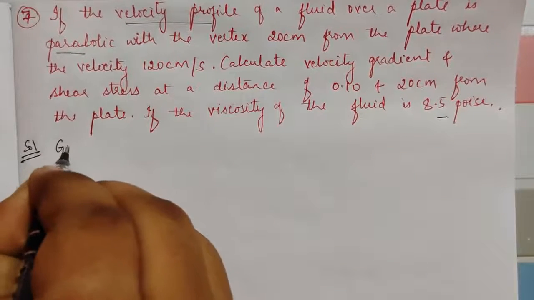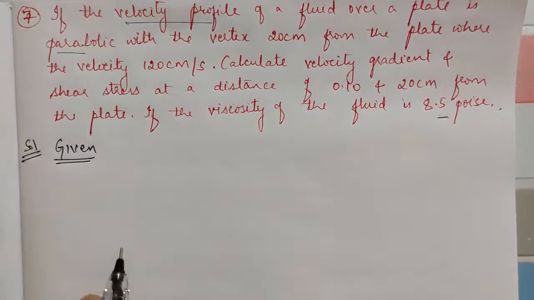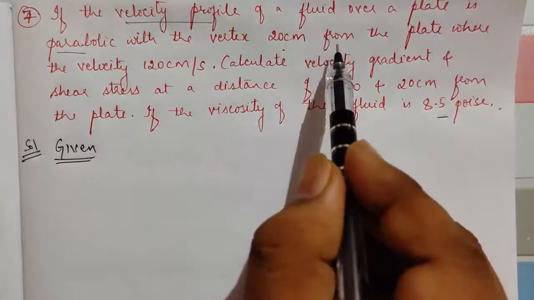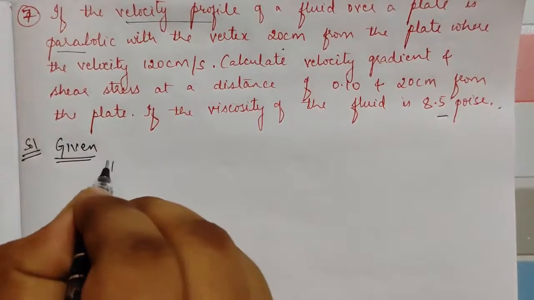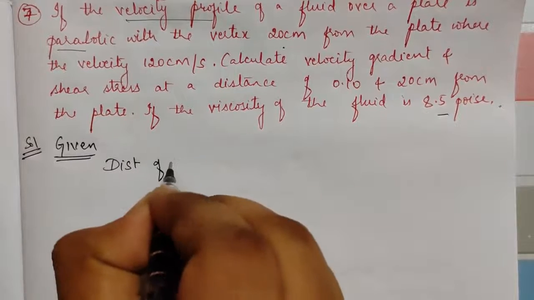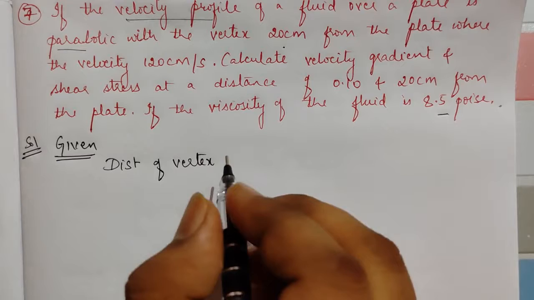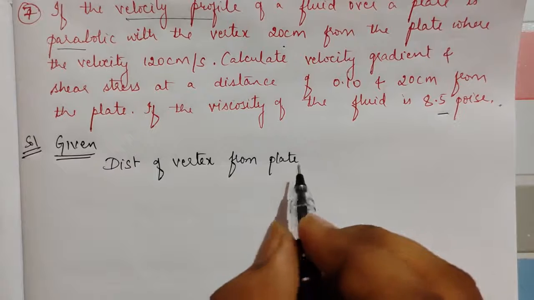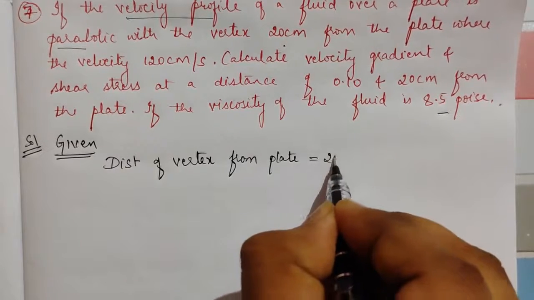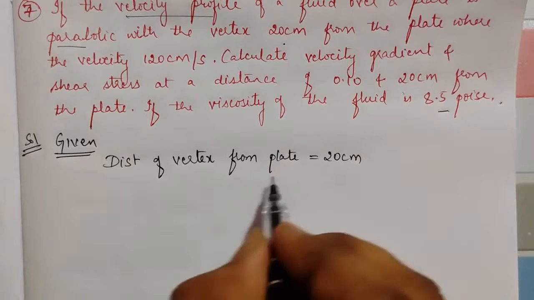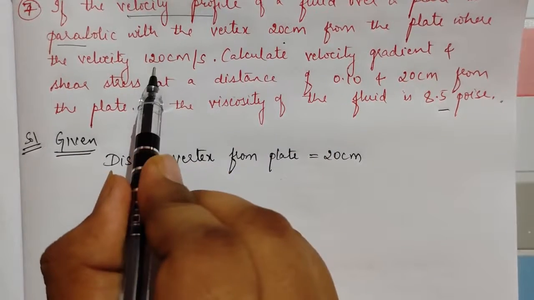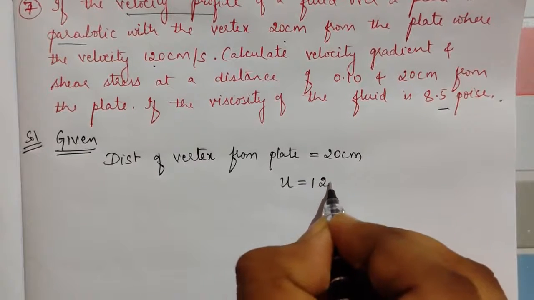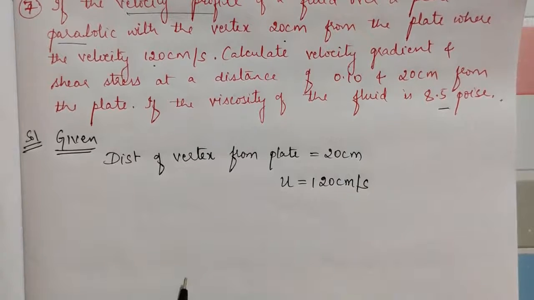Okay, so I'll first write what is given. The given data is, I'll write. See here, 20 centimeter from the plate. What is that? It is nothing but the distance of the vertex. Vertex means a point from the plate. So the distance of the vertex from the plate is 20 centimeter. And they have also given the velocity of the vertex, which is 120 centimeter per second.